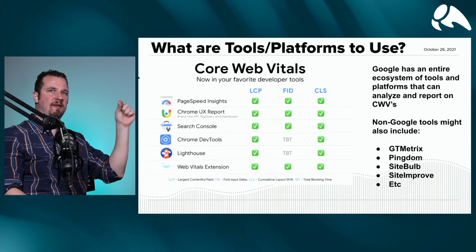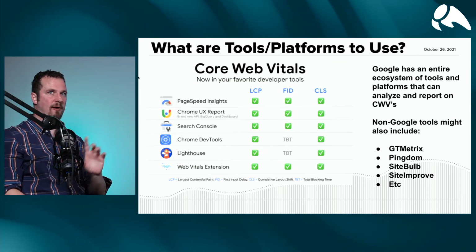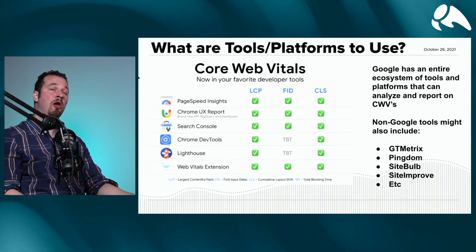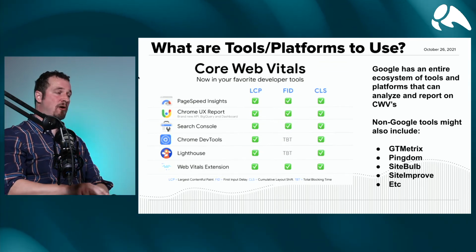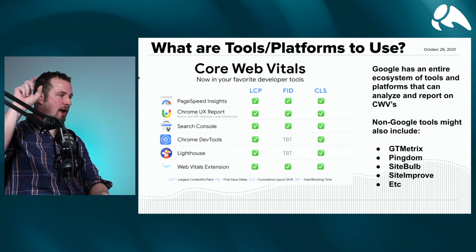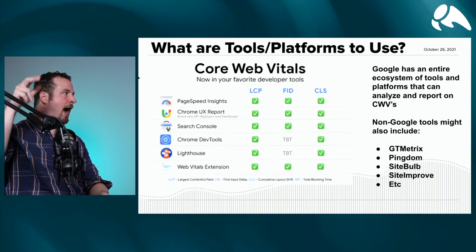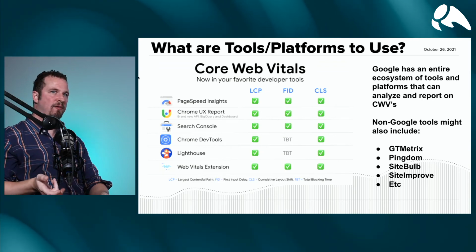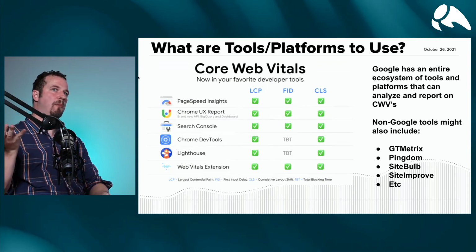So PageSpeed Insights and Search Console, I would say, are the two most user-friendly ones. For Chrome UX, you need to know how to leverage an API. Chrome Developer Tools, if you're using Chrome, just go into the options in your upper right corner, and anybody can actually access Chrome Developer Tools. It's a built-in feature for Chrome, right?